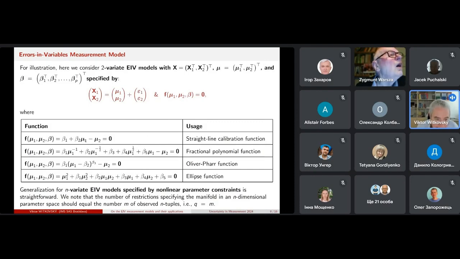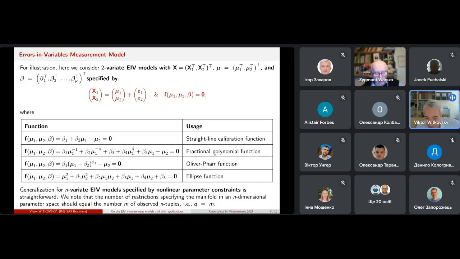If you imagine that mu1 represents the true value of x's, mu2 represents the true value of y's, and we have the intercept and slope of the calibration line, a straight line, so we can say that the true values are interrelated in the following functional form. So we have directly observed measurements of x's and y's, and we know that the true values should fulfill this functional restriction, which says that those true values lie on the line.